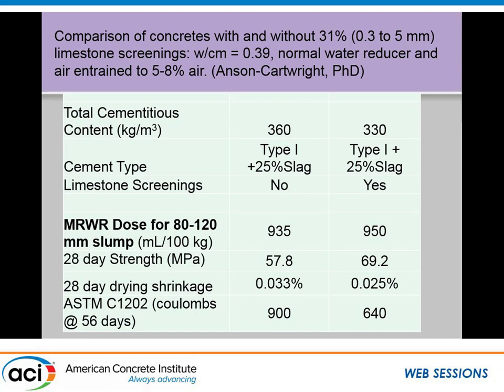The shrinkage goes down because you're getting more aggregate in. The biggest contributor to drying shrinkage is the volume of aggregate. Increase the volume of aggregate, shrinkage goes down. Same thing with rapid chloride permeability. The permeability is occurring through the paste fraction. Reduce the paste fraction, reduce the permeability. So you can do this to get higher strength concrete, less permeability, lower shrinkage, and less cement at the same time, at the same workability.